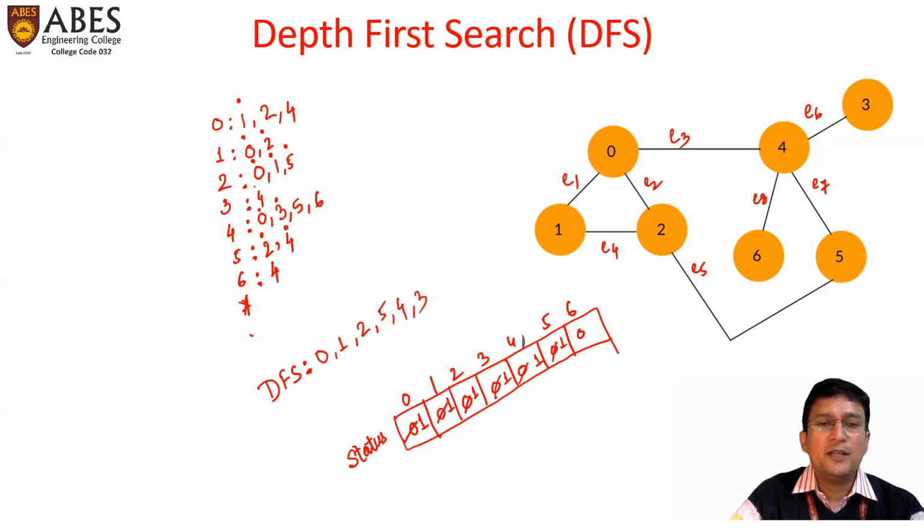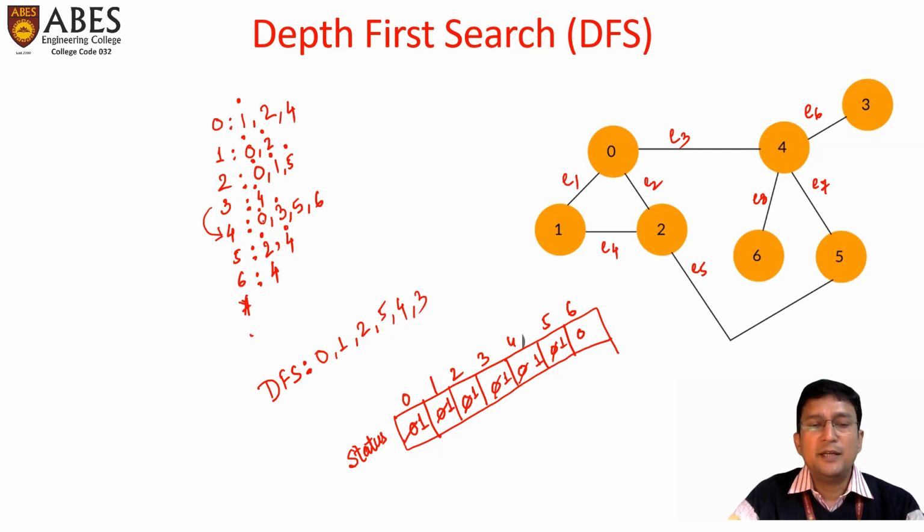From 3, the connection is 4, which has already got visited. So there are no more connections from 3. It means that I will have to come back from 3 to the vertex which called the depth first search for the vertex number 3. So I will move back to this 4 because 4 has actually called this 3.